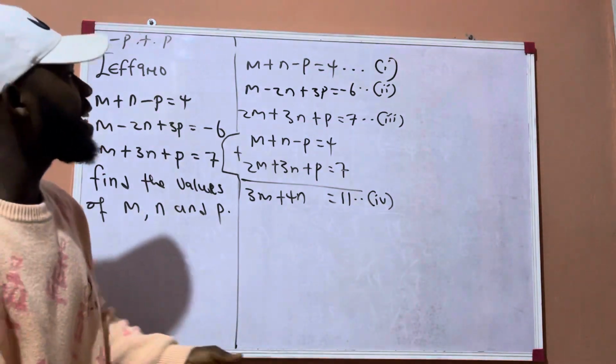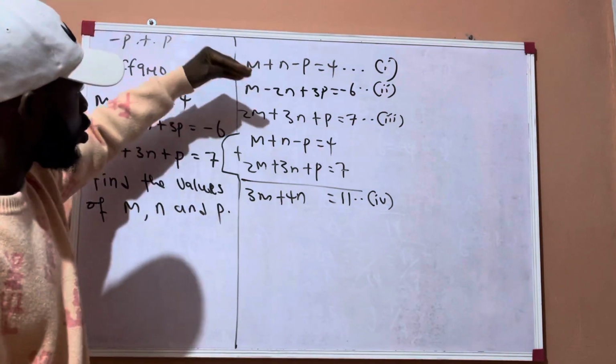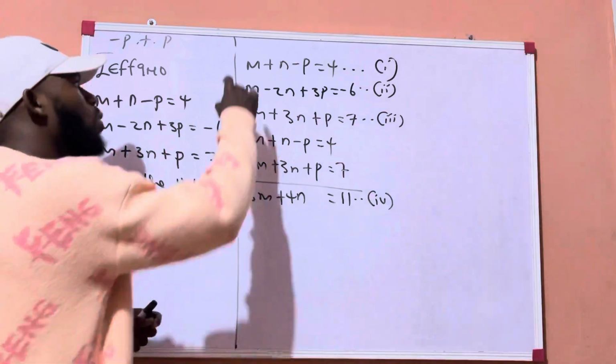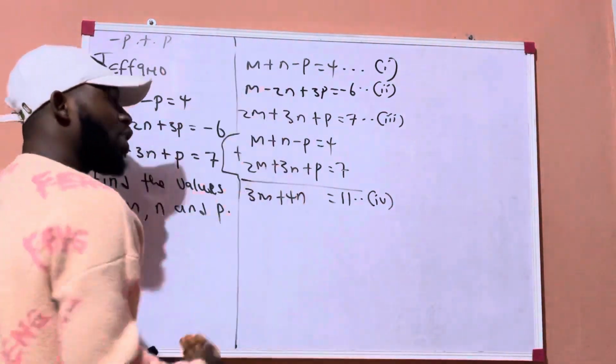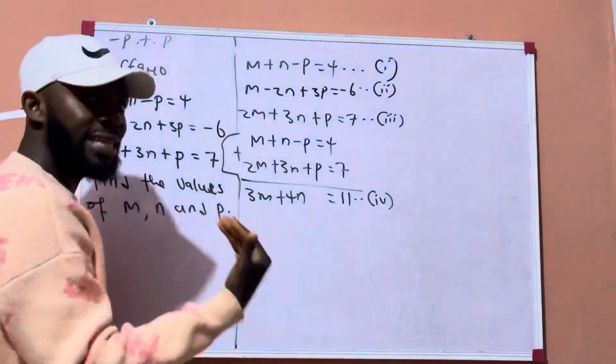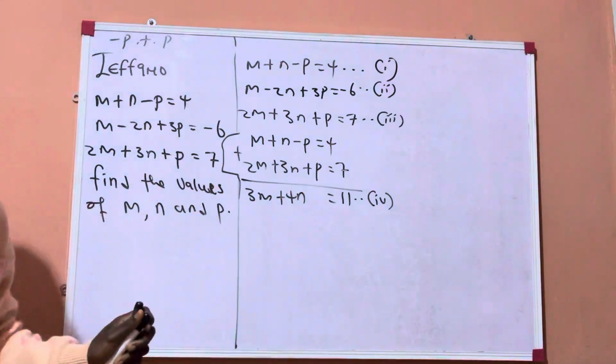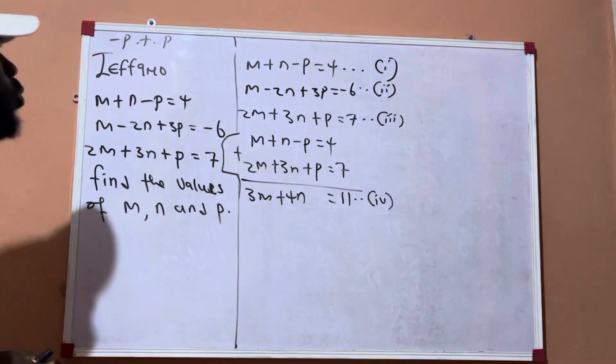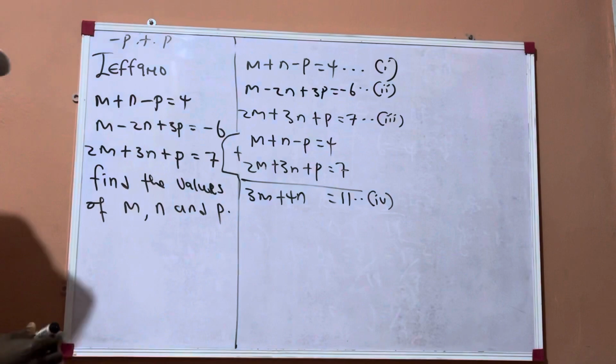Now, let us eliminate P now in equation 1 and equation 2. You can start with equation 1 and 2 and then equation 1 and 3. Or you can start with equation 1 and 3 and then equation 1 and 2. It is how you want to go about it. Now, bringing equation 1 and equation 2 out, we have this.